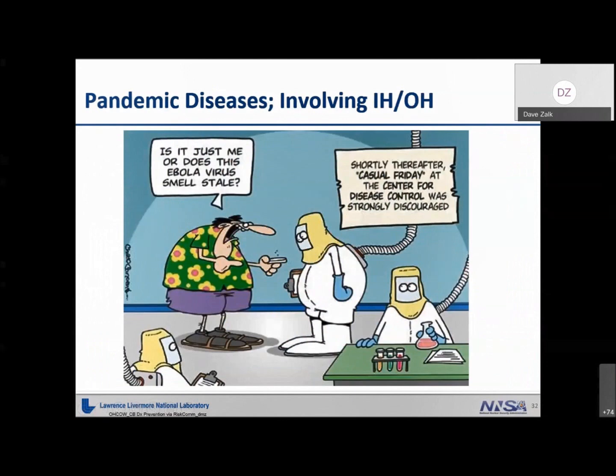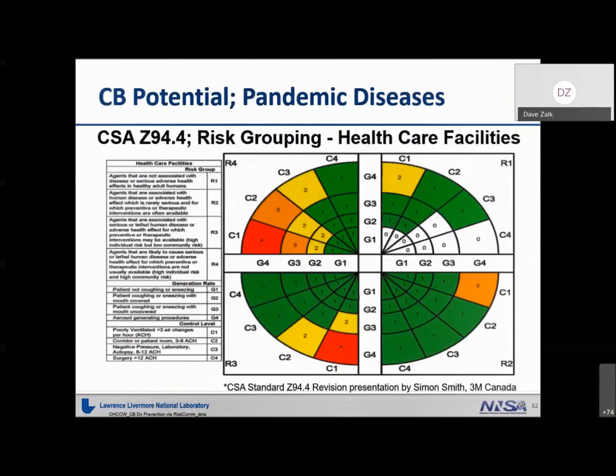So now let's take a jump into our modern world with pandemic diseases. I know it's a comic, and I know some people might or might not find this humorous, but once you get into the Weltanschauung, the worldview of people in our profession, occupational hygiene has, then comedy can come from it. I find this funny.